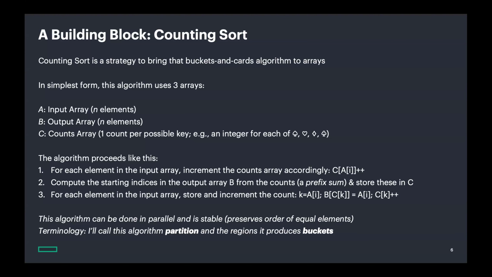And I have an example on the next slide, so we don't have to worry too much about my little bit of code there. So this algorithm can be done in parallel and it's stable. In other words, if you have equal elements, and here we're talking about sorting by suits, maybe there's other elements that we're going to sort by in a subsequent step. So if those elements are equal right now, they have the same suit, then we won't rearrange them. In the rest of this talk, I'm going to call this algorithm partition rather than counting sort. And I'm going to call the regions it produces buckets.